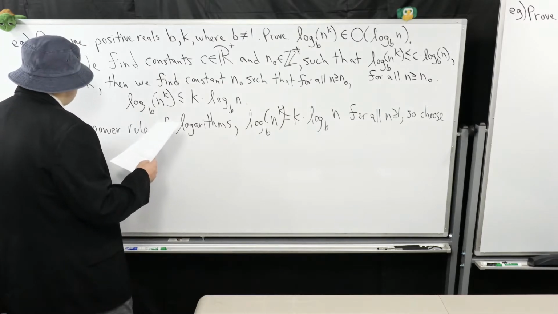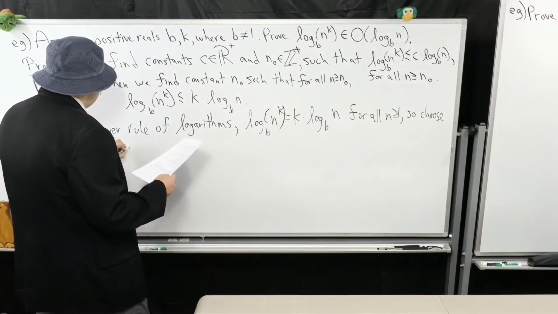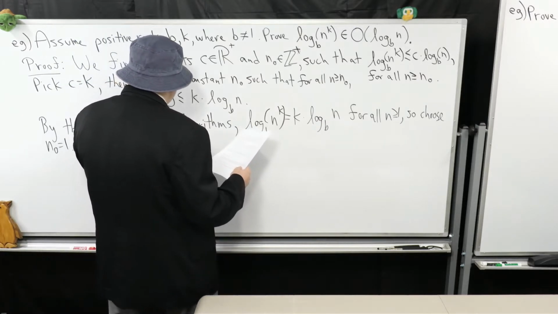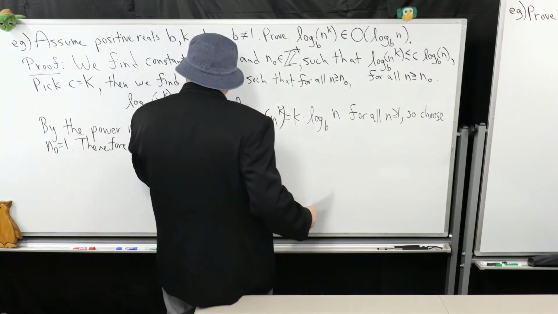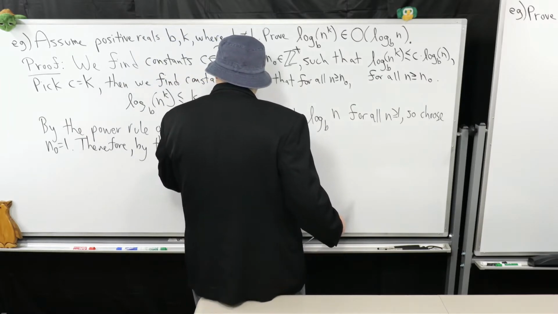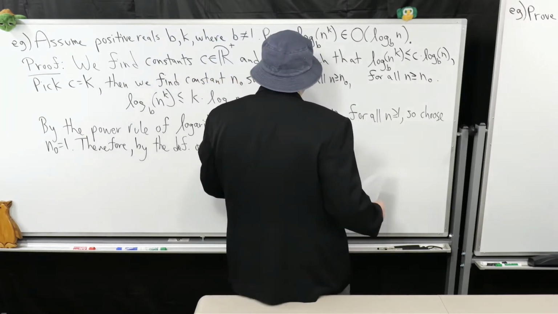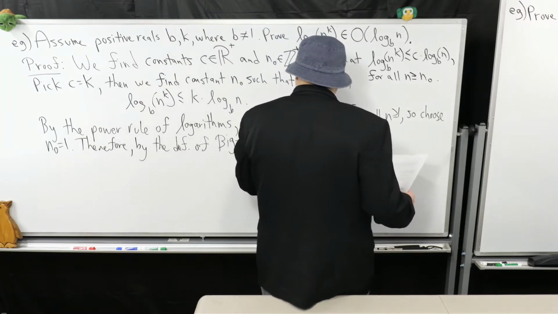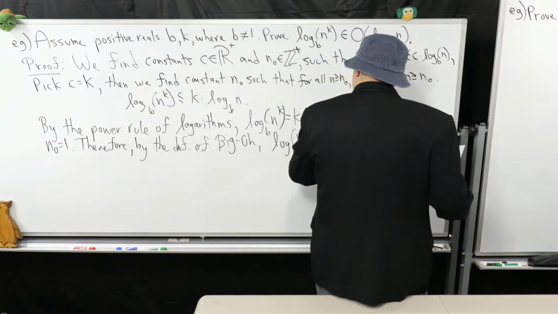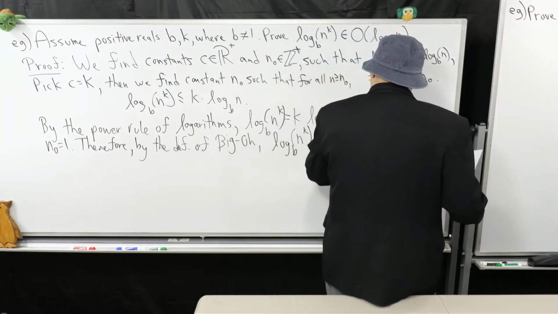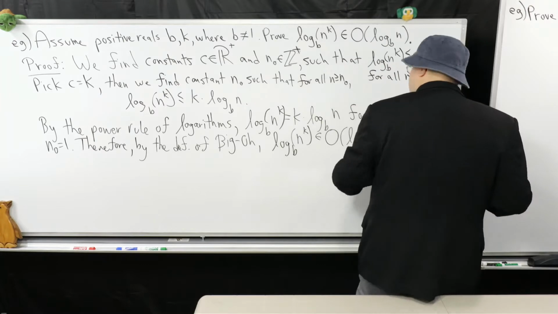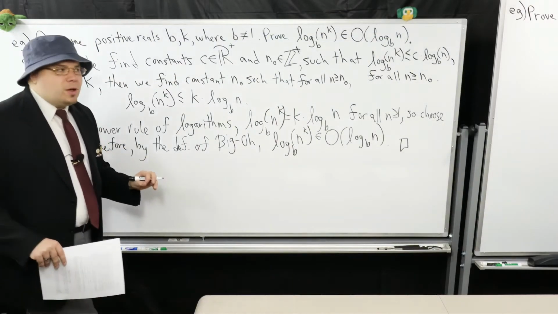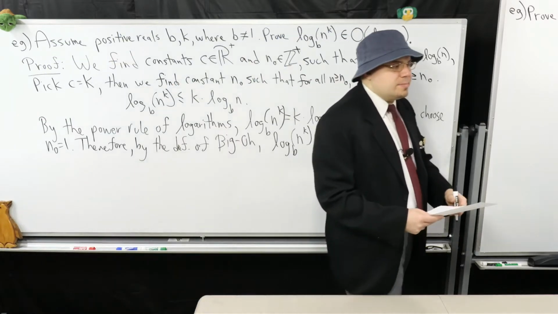Therefore, by the definition of big O, log base b of n to the k is big O of log base b of n. And we're done. Piece of cake. So all I did was I used the power rule of logarithms, which we proved last time.